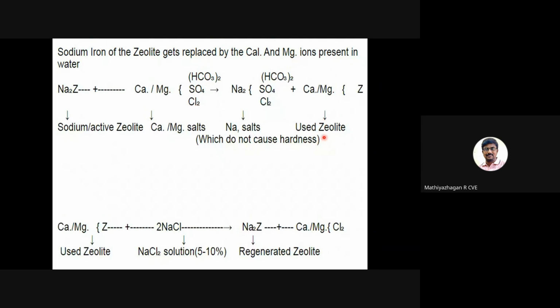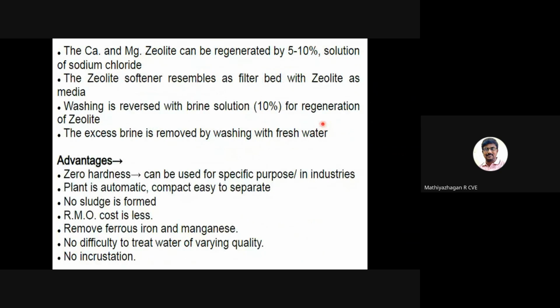Again, we can use it to remove the hardness after washing the used zeolite with up to 10% brine solution, that is sodium chloride solution. Yes, we can achieve up to zero hardness. In the lime soda process we are creating a heavy load on the filtration process, but here the sludge is very little, so it doesn't create any load on the filtration process.